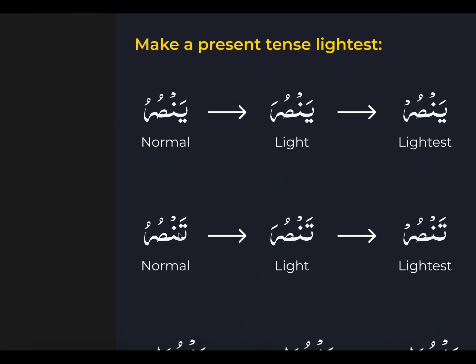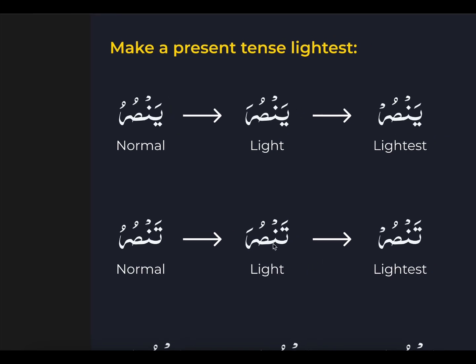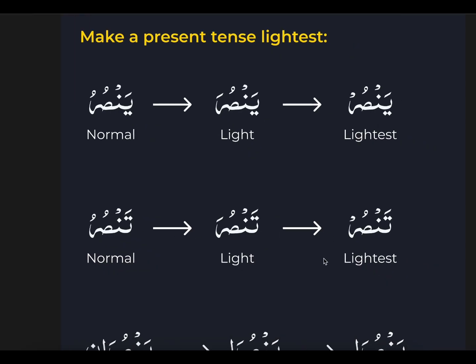Similarly, we have tansuru. How do I make it light? I add a, tansura. So tansura becomes light. How do I make it lightest? I get rid of the a and add a sukun. Tansur is lightest.